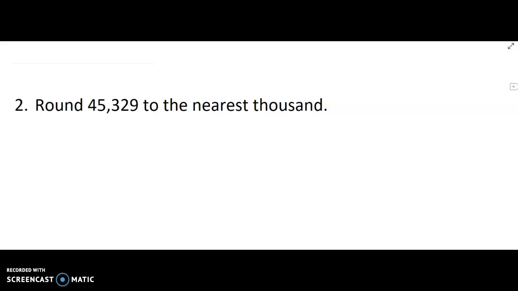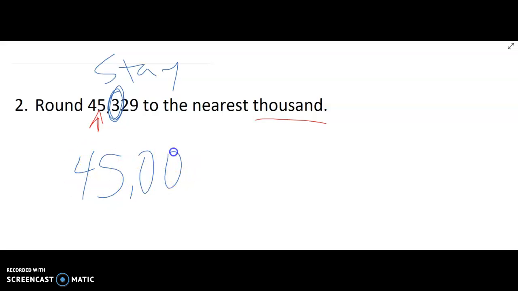Let's look at the next one. Round 45,329 to the nearest 1,000. So again, first, let's recognize what number is in the 1,000 spot. That right here would be a 5. Okay, so 5 is in the 1,000 spot. That means I look one number to the right, and it's a 3. 3 is our recognizable number. 3 is below 5, so we stay. We're going to stay where we are. That means the 5 doesn't change. It stays. And so 45,329 rounds to 45,000 as the nearest 1,000.